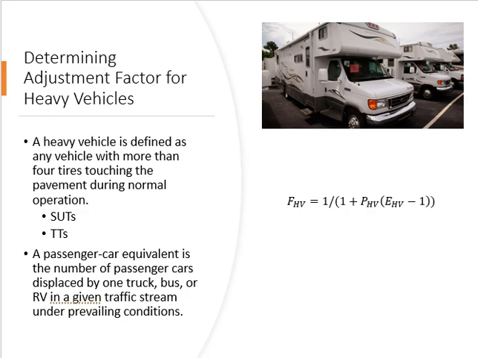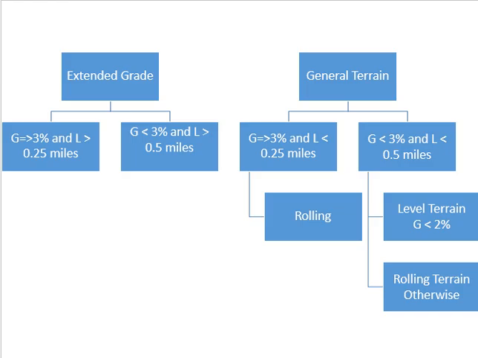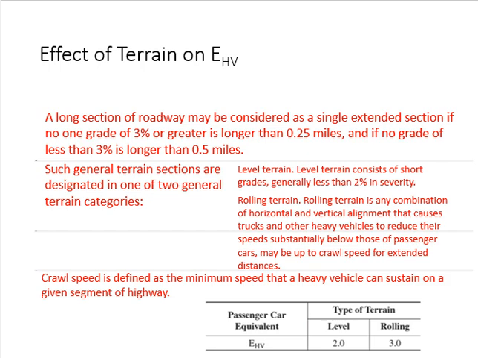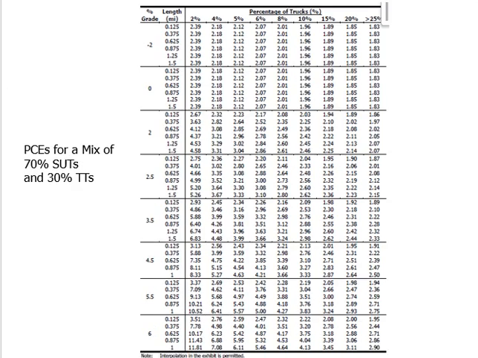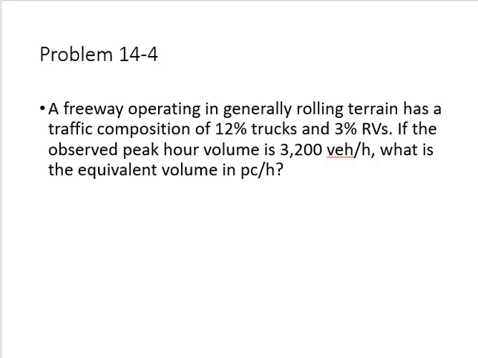How do you find out the factor? This is the equation. You need two things here: percentage of heavy vehicles and the passenger car equivalent, EHV. And this EHV depends upon terrain. I showed you the conditions. How do you decide about the terrain? Once you have decided, if it is level or rolling, we have this table for the EHV. If it is something else, then we have one of these tables. The difference between these tables is the percentage of the types of heavy vehicles. We have SUTs and we have TTs, single unit trucks and trailer trucks.